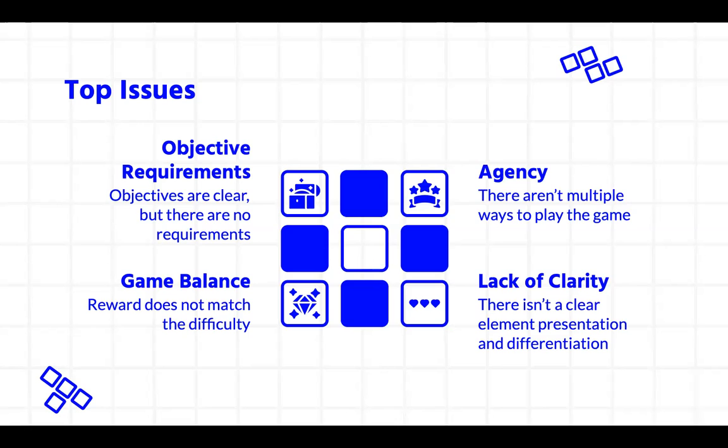Here's our first issue about objective requirements. The objectives are clear, but the objective requirements are not clear. The issue both emerged in our heuristic evaluation as well as our user research. In this screenshot, you see the player escaping the collapsing cave with obstacles coming in front of their pathway.